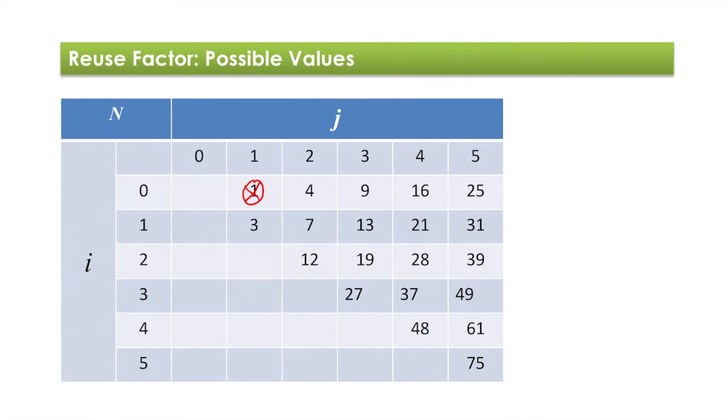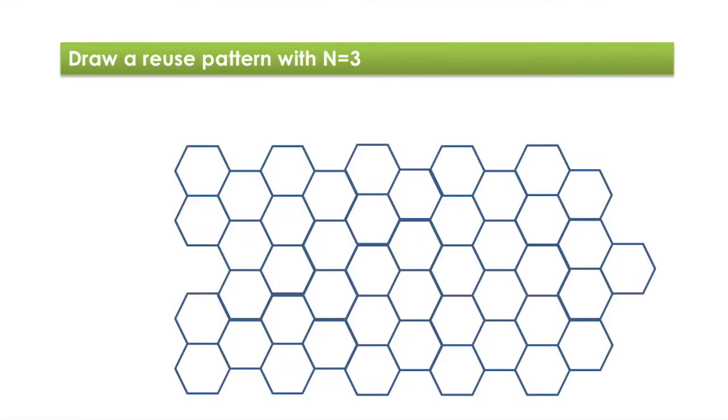Now if we go to the other cluster sizes, we can see when i equal to 1 and j equal to 1, then the cluster size is 3. Cluster size is 3. So this is the smallest possible cluster size in a cellular system. So accordingly we can see the other possible cluster sizes. Now let us learn how to draw a reuse pattern with reuse factor n equal to 3.